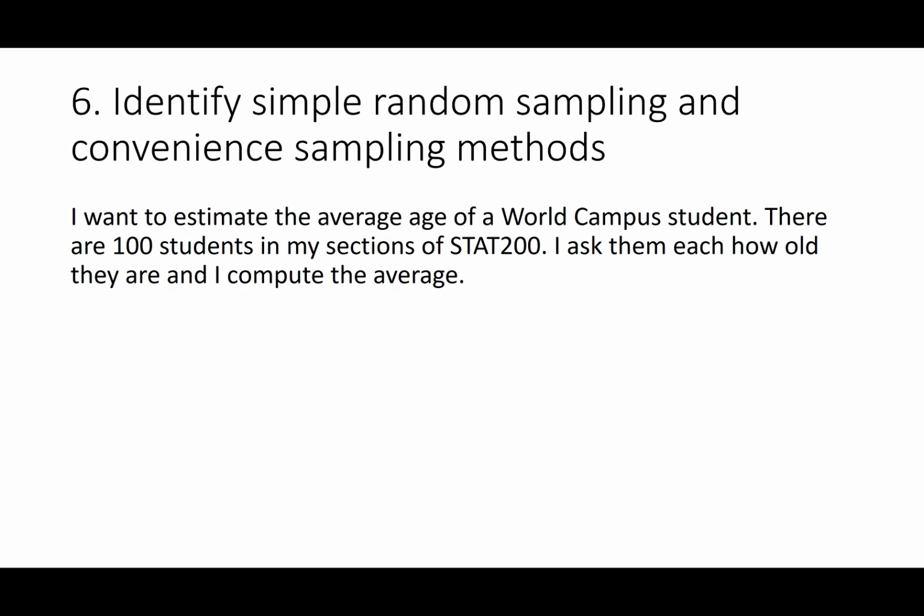I ask them each how old they are, and I compute the average. In this case, I'm using a convenient sampling method. I have easy access to these students because they're in my sections of the course. They're probably not representative of the population of all World Campus students.